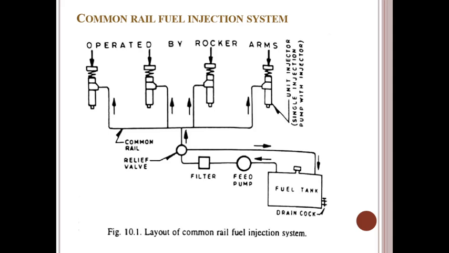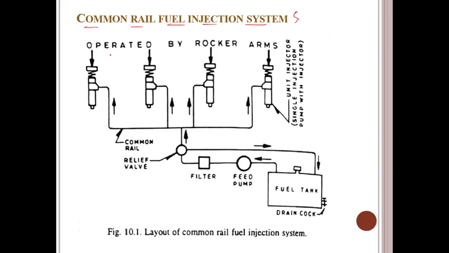Okay. So, let's discuss the layout of common rail fuel injection systems. Look at this diagram. This is the part of the fuel injection system in our diesel engines. Okay. So, what is the title? The title is common rail fuel injection system.